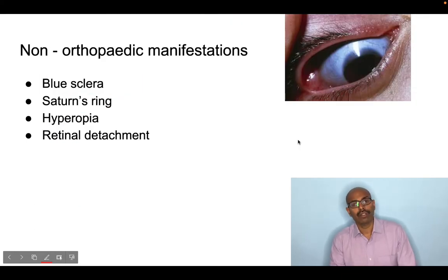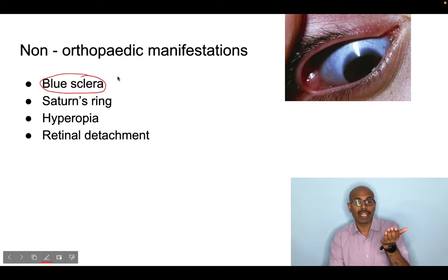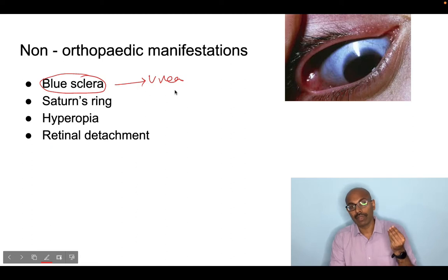What are some of the non-orthopedic manifestations? Some of the non-orthopedic manifestations are very predominantly seen in the eye. The eye feature you can see is a blue sclera. The sclera is very thin because the collagen is malformed. It is translucent or transparent, and therefore you can see the pigment in the underlying uvea. So the underlying uvea is seen through the translucent collagen, and therefore you see the blue pigmentation or blue sclera.